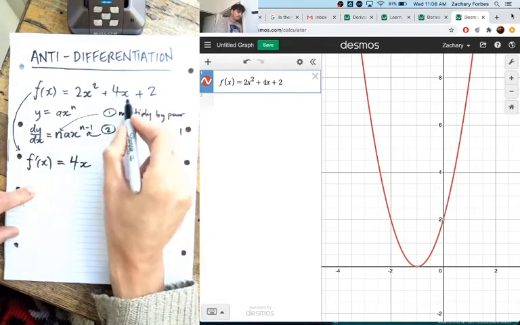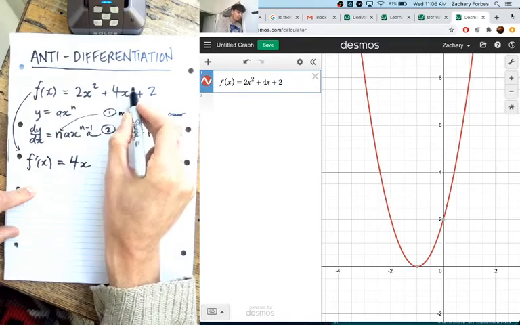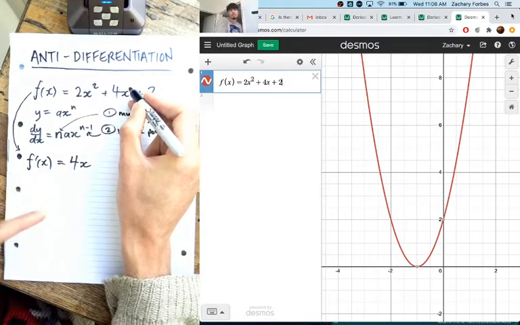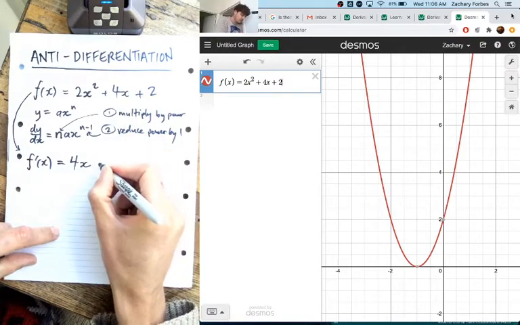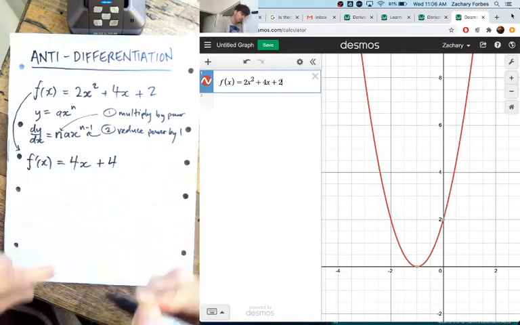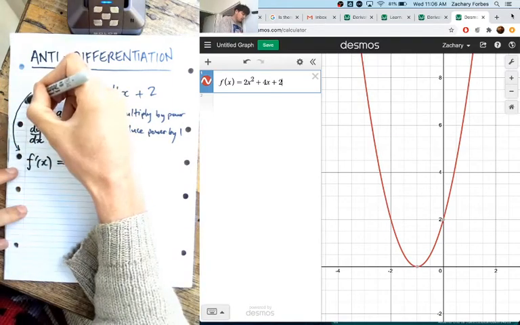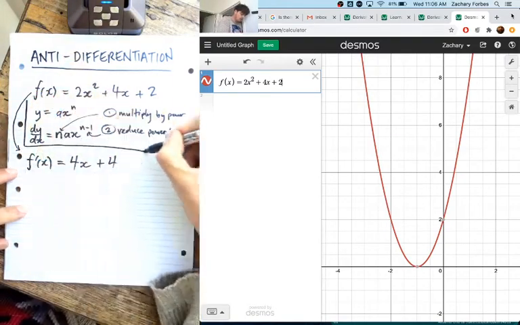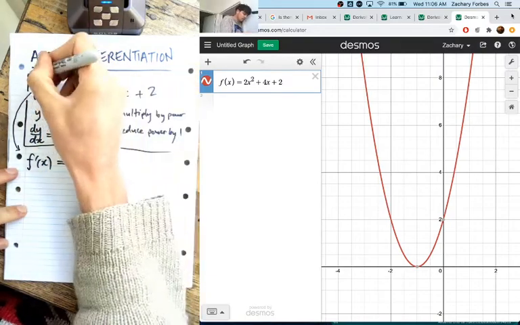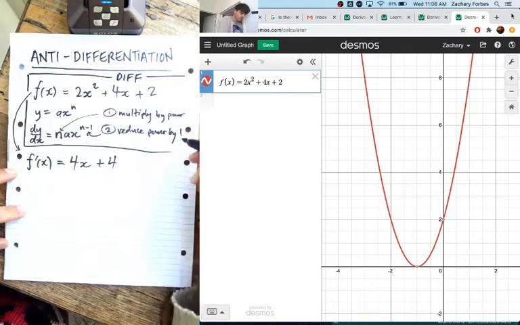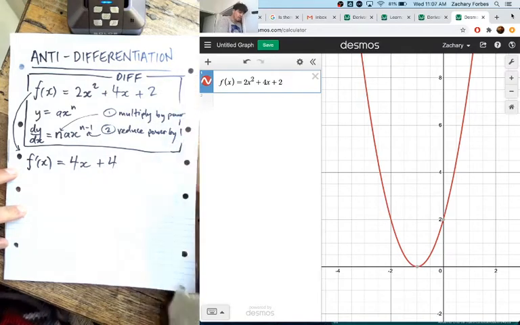And over here, we multiply by 1, the power is 1, it's x to the power of 1, and then we reduce, so x to the 1 becomes x to the 0, so the x disappears, so it becomes 4x plus 4. Alright, so that is what we've been learning. This is differentiation. I'm just going to call it diff because I can't be bothered writing too much on this piece of paper.